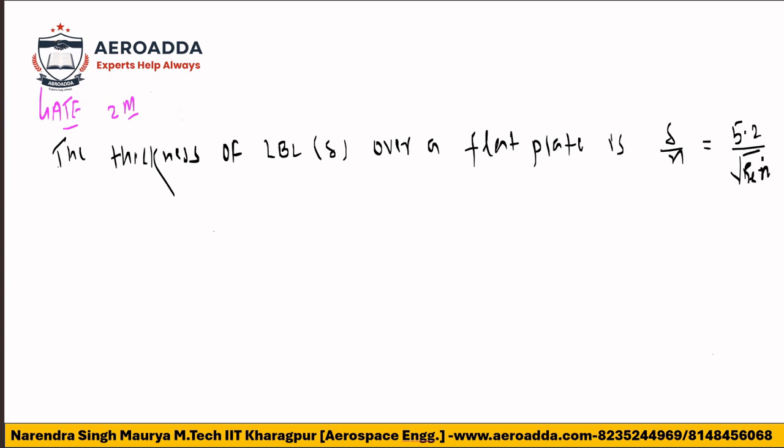Generally, the Blasius solution is 5 divided by root of Rex. But this is not Blasius. They have given this boundary layer thickness for a different velocity profile. Nothing to worry, they have given 5.2. They are giving it because they are somewhere using a different velocity profile.